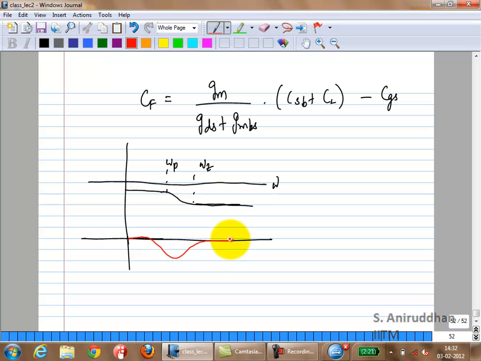Okay. Now once you add Cs, let's do one thing. You're going to get something like that, and your phase response is also going to look pretty good, right? Phase will not change, gain will not change. Okay, so that is the advantage of pole zero cancellation.